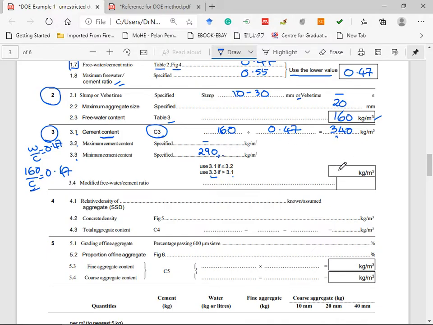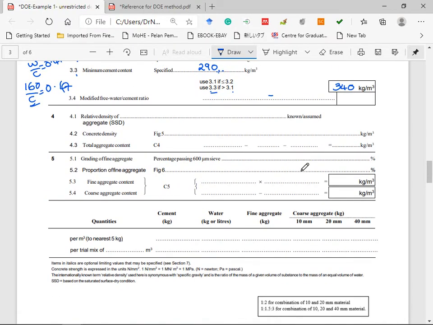Thus, our summary for stage 3 is 340 kilograms per meter cube. So this is the modified free water cement ratio. Our case is an unrestricted result. You can learn this in concrete technology, in year 4.